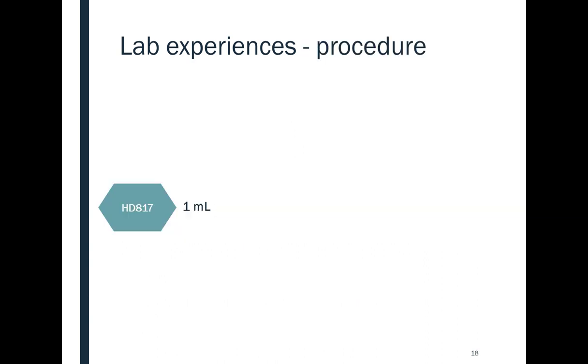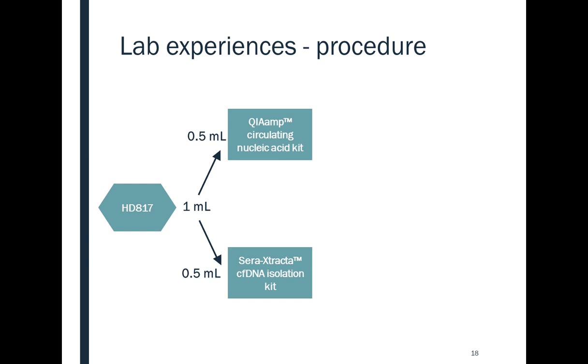The procedure of the comparison is shown here. The 1 milliliter per sample was divided into two 0.5 milliliter plasma samples. The isolation was performed following the respective instructions of the kits, except the elution. This was modified to 30 microliters in low TE. Then quality control with Qubit and Bioanalyzer was performed.